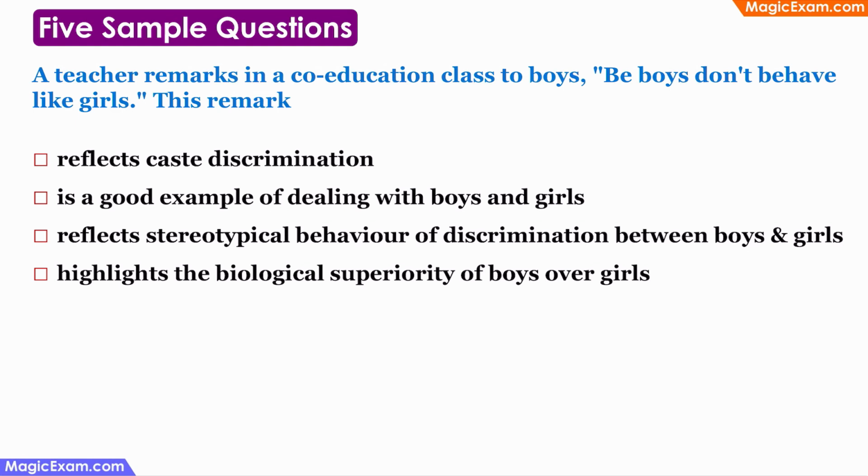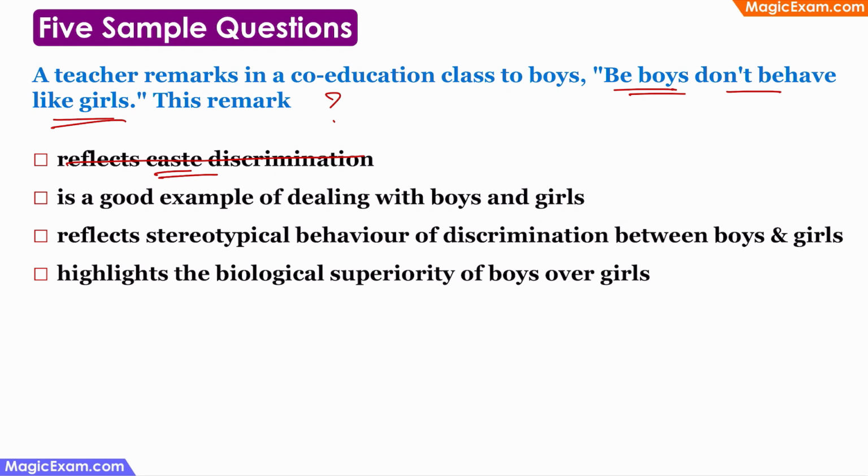A teacher remarks in a co-education class to boys, "Be boys, don't behave like girls." This remark is an example of which of the following? Now, is it caste discrimination? There is no mention of caste here. We are talking about gender discrimination here between boys and girls. Therefore, this is incorrect. Next, it is a good example of dealing with boys and girls.